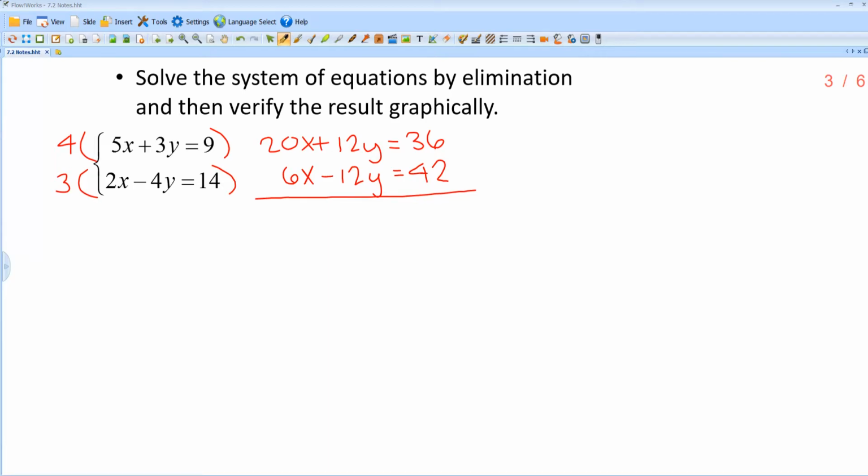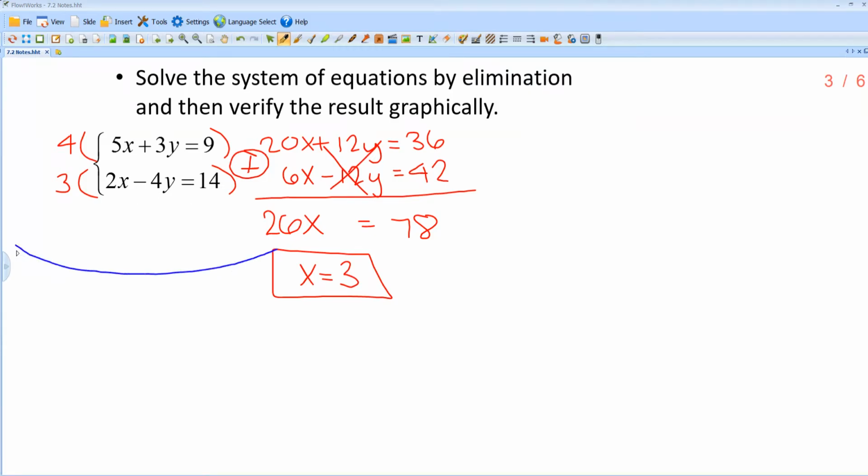As you can see now, my y's are exact opposites, which means that I can cancel those 2 things off and add straight down. So I'm going to be performing addition. What I get is 26x, these cancel, is equal to 78. That gives me x is equal to 3. Once I have one of those variables, I'm able to substitute that back into either of these equations. Once again, I'm just going to pick that top equation for no reason other than for fun. And I'm going to have 5 times 3 plus 3y is equal to 9.